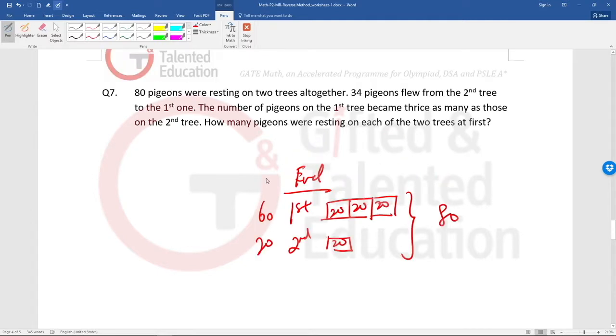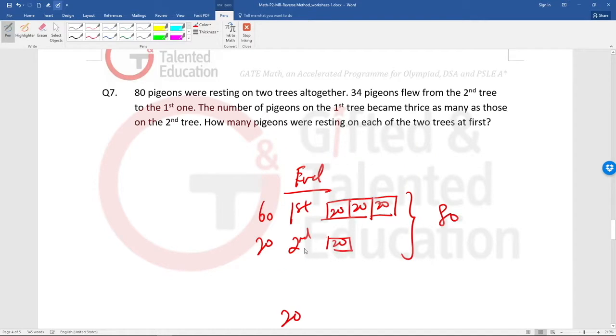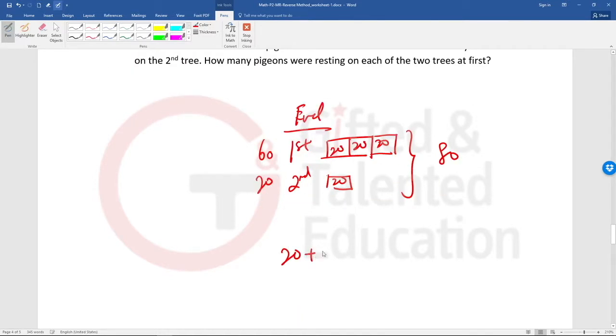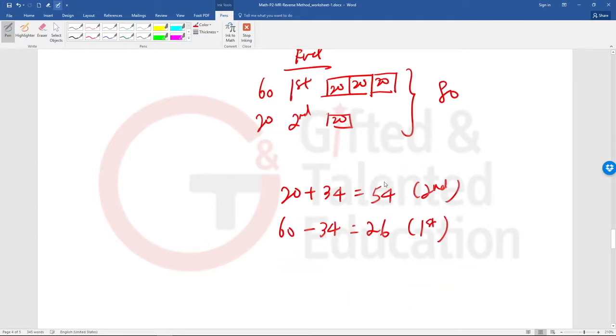So how many pigeons were there in each tree at first? Because 34 pigeons flew from the second tree to the first one, at first we must have 20 plus 34 giving us 54 pigeons in the second tree. For the first tree we would have 60 minus 34 giving us 26. And we check that 54 plus 26 gives us 80. Therefore, the answer would be 54 in the second tree and 26 in the first tree.